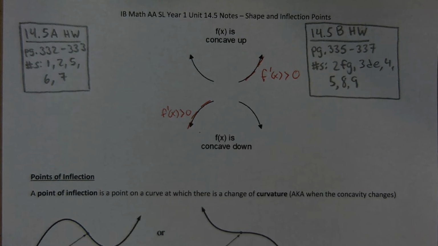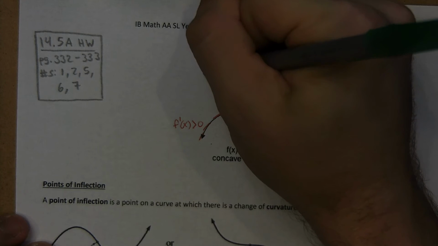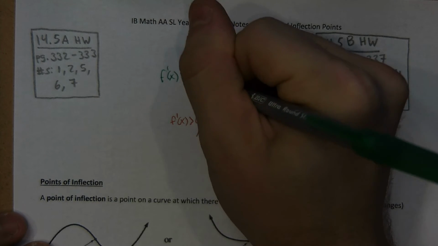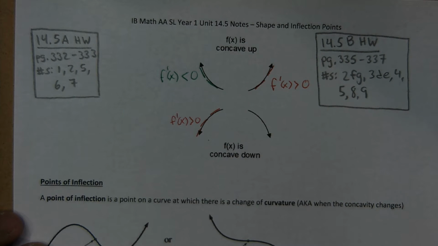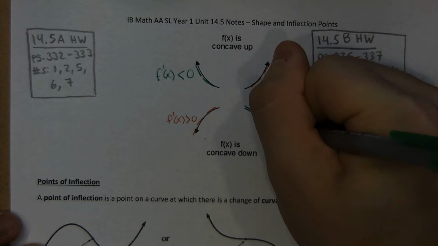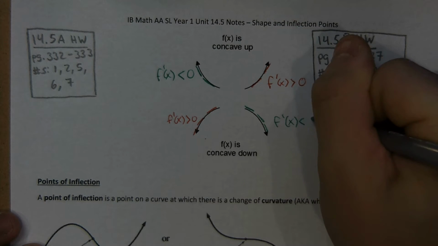Okay, well, switch colors. Here, every tangent line you draw would have a negative slope. So your first derivative of this curve would be negative. And same thing's happening here. Every tangent line that you draw would have a negative slope, so first derivative is negative.